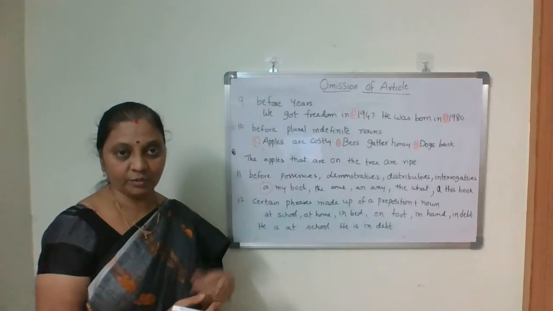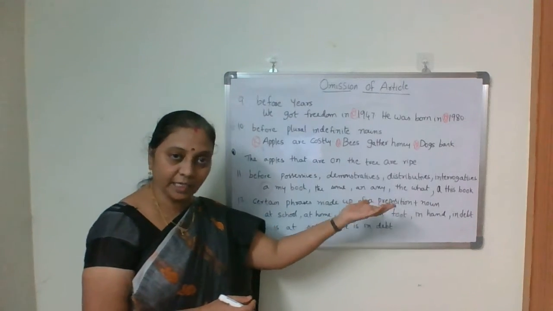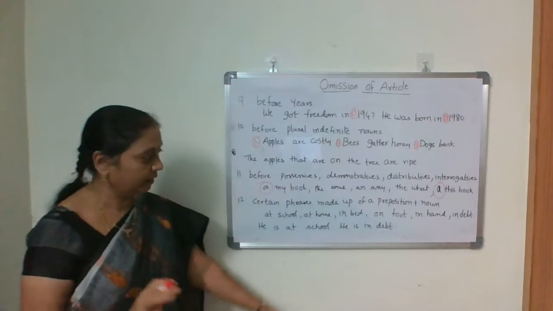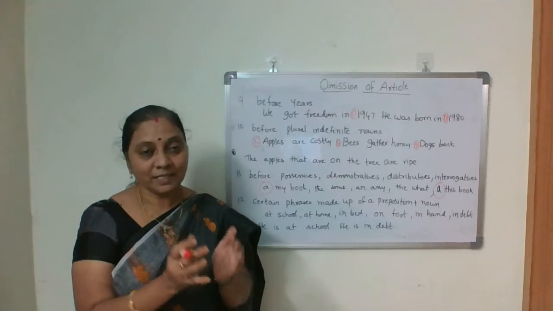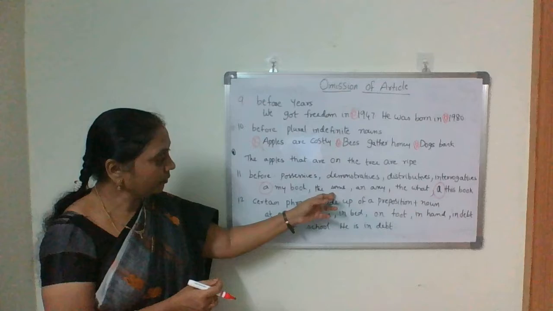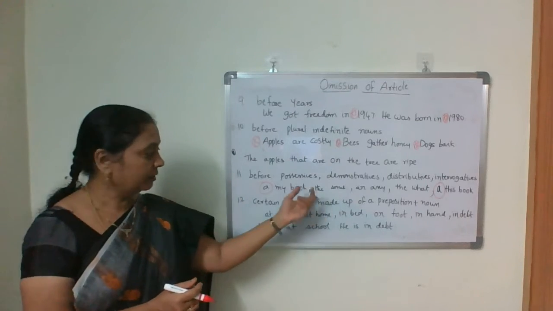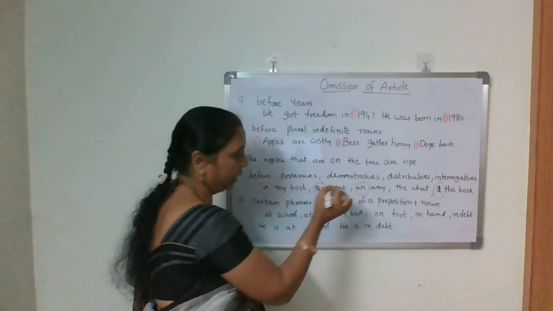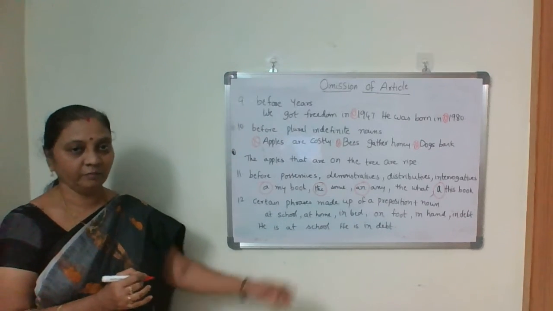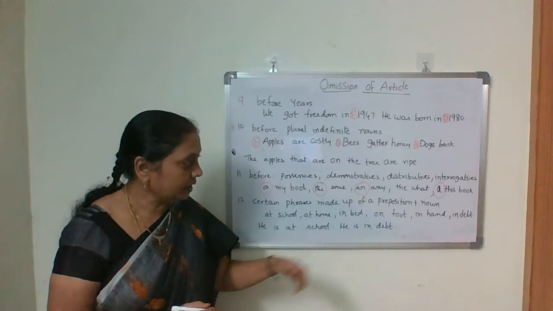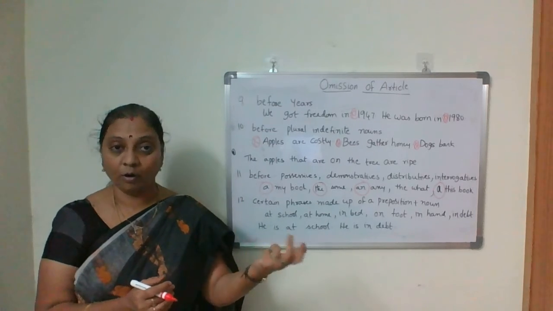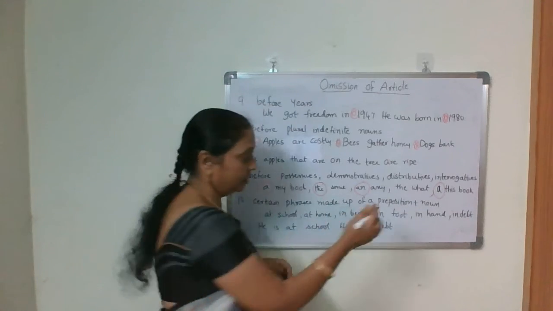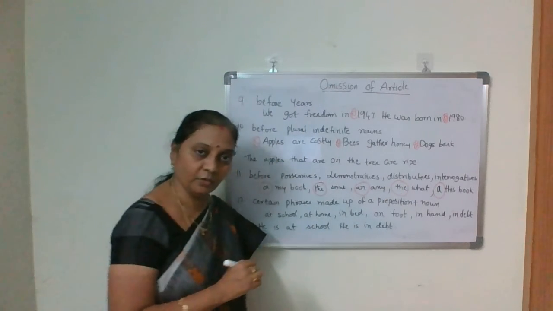Before demonstratives: this, that, these, those, we use them directly; a and the are not required. Similarly, distributives: some, few, any, much. Before them, article is not required. Any, the some, we never use, isn't it? Even interrogatives also: what, when, how, which. Before that also, the, a, or an, not required.